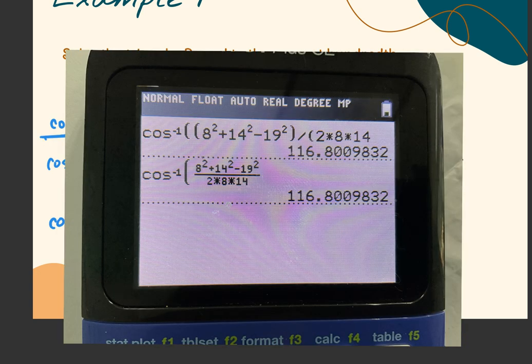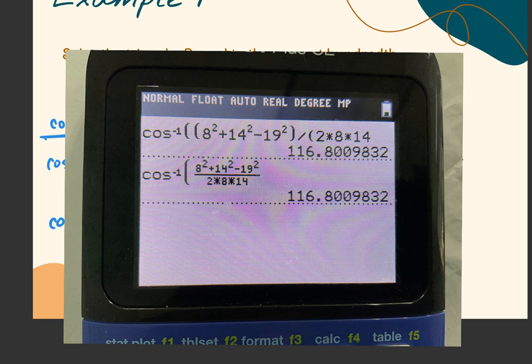So this is what my calculator looks like. In the top is if you don't have the fraction or you don't put the fraction in, you have to do cosine -1, and then it opens the parentheses. You need to open them again. 8 squared plus 14 squared minus 19 squared. Close your parentheses, divided by 2 times 8 times 14. You don't need the ending parentheses, but you need the ones at the beginning.